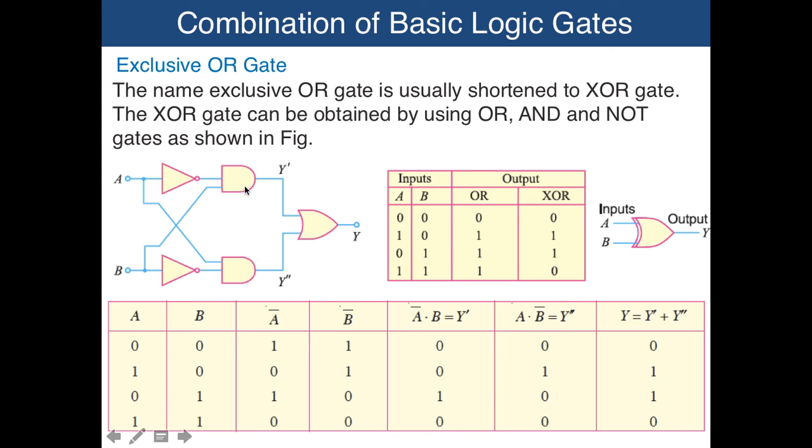Then this goes to the AND gate. So the output here is A bar and this is B, so A bar dot B, and here A dot B bar. This one, A bar dot B: 1 into 0 means 0, 0 into 0 means 0, 1 into 1 means 1, 0 into 1 means 0. Similarly, you will get this one. And finally the OR gate. OR gate means plus. So the output is Y prime plus Y double prime. So 0 plus 0 is 0, 0 plus 1 is 1, 1 plus 0 is 1, and 0 plus 0 is 0. So this is the exclusive OR gate.